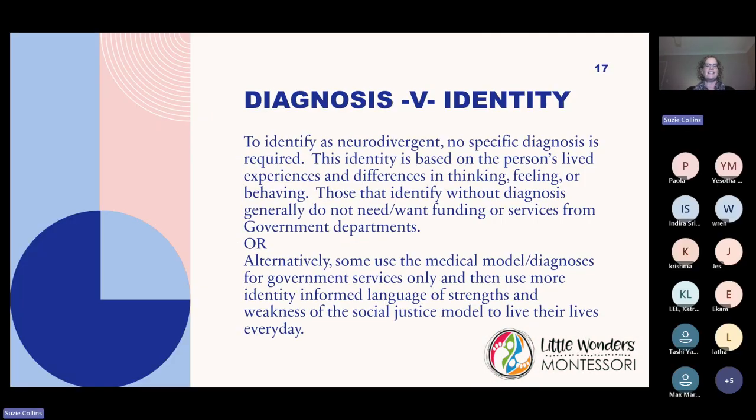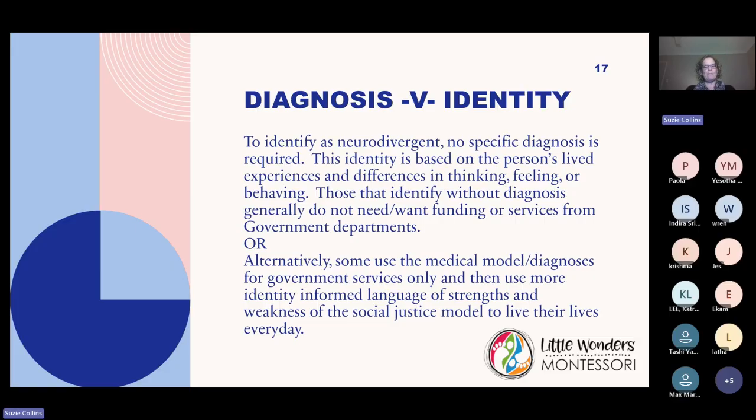And so let's have a look then around those differences between diagnosis and identity. So if we want to identify as neurodivergent, there's actually no specific diagnosis required. Any person can identify as neurodivergent. And it's all based on the person's lived experiences and differences in their thinking, feeling, and behaving. And usually those that don't want to go down that path of diagnosis just don't need any particular funding or services from any government departments.